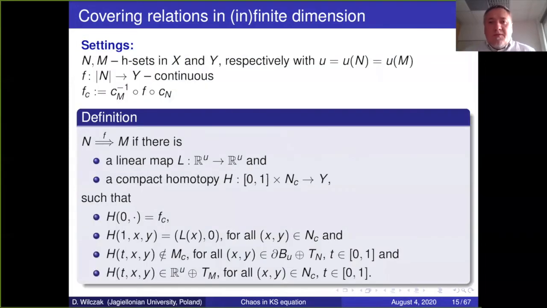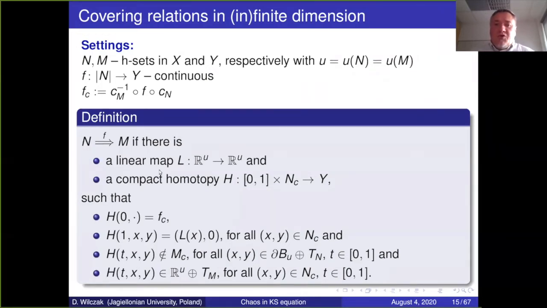And then we have to play with dynamics. So assume that we have two H-sets, N and M, and they have the same unstable dimension, u of N is equal to u of M, and we assume that we have a continuous map F which is defined on the set N with range in Y. And given this map F, we define also the map F subscript C, which is just F, but expressed in the coordinate systems of the set N and set M.